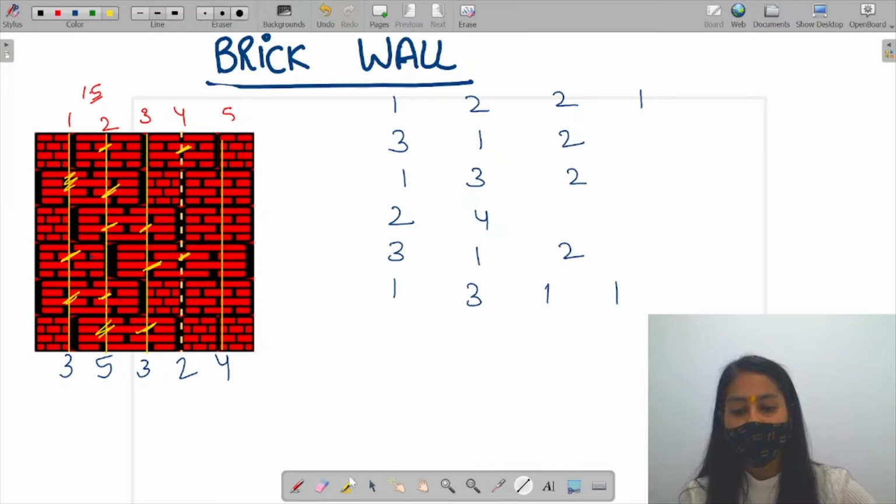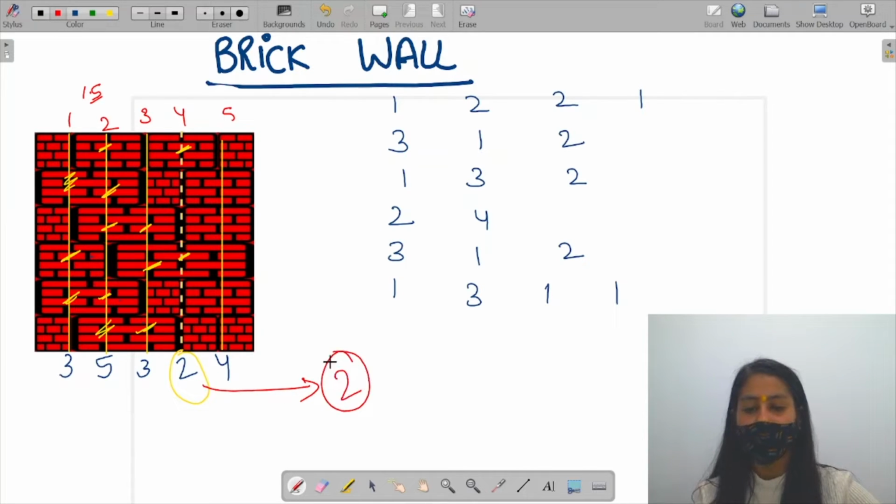Now you can see that the minimum number of brick crosses here are 2, right? So we have to return this answer as the minimum number of brick crosses in this rectangular wall if we draw a vertical line are 2, right? So this is our answer.